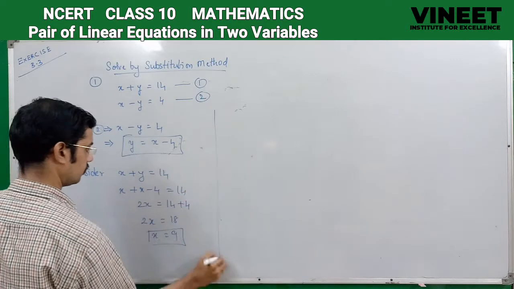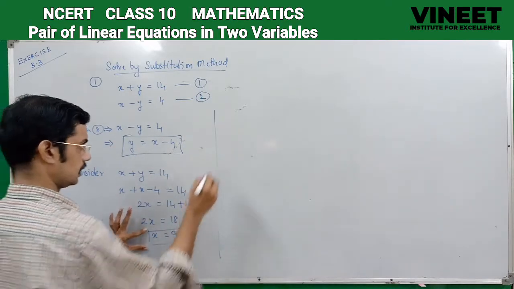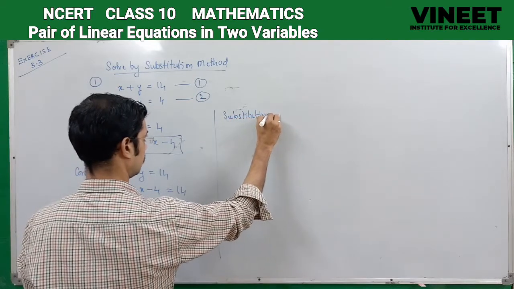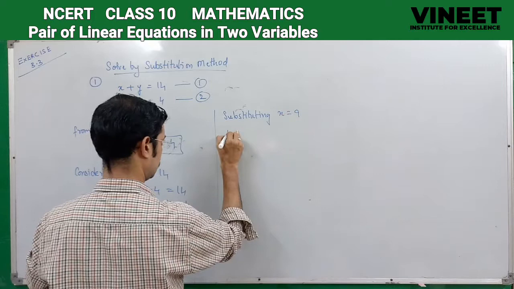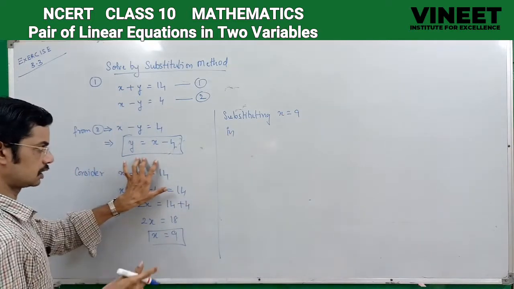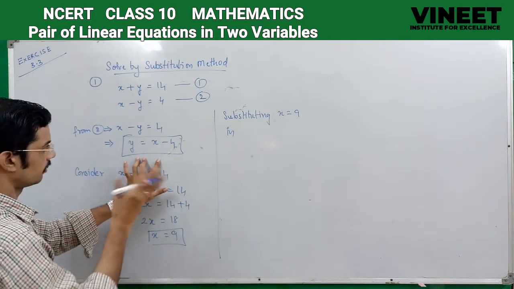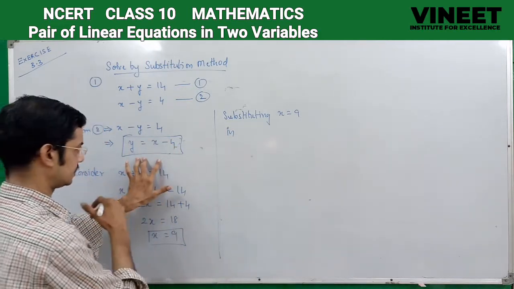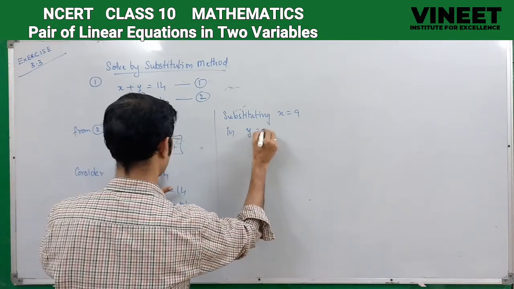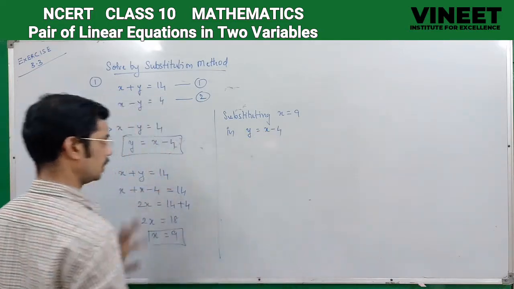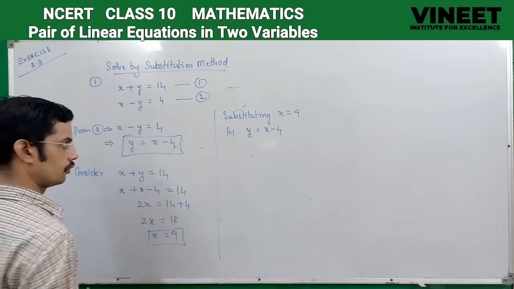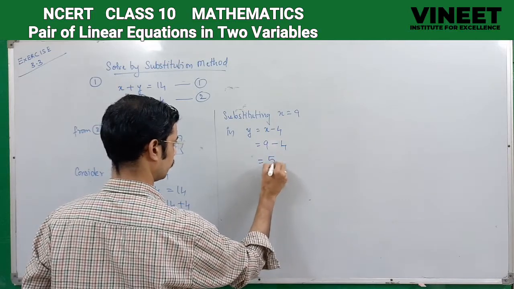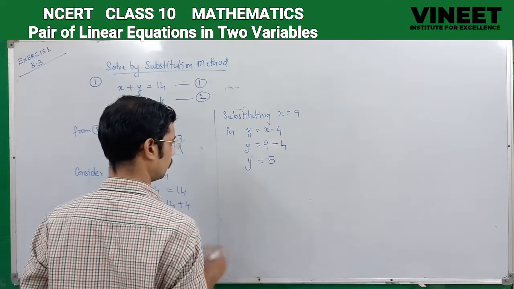Now we shall be substituting this value of x, x equal to 9, in this expression. This is the expression which we have converted already into a simple form, y in terms of x. So we will be writing that y is equal to x minus 4. Putting x equal to 9 in this place, 9 minus 4 is 5. So I get y equal to 5.